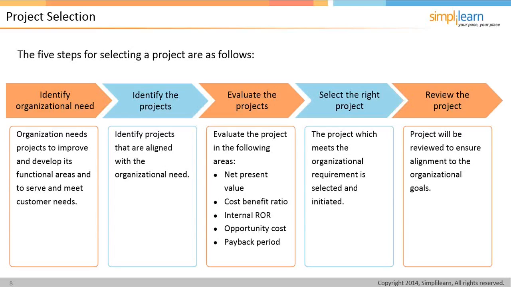We want to evaluate potential projects. So we'll look at different things like the net present value, cost-benefit ratio, the internal rate of return, opportunity cost, payback period, and so on. We're evaluating the potential projects based on criteria that are important for the organization. These are all financial. There are probably going to be other metrics or other issues that are important for us as well.